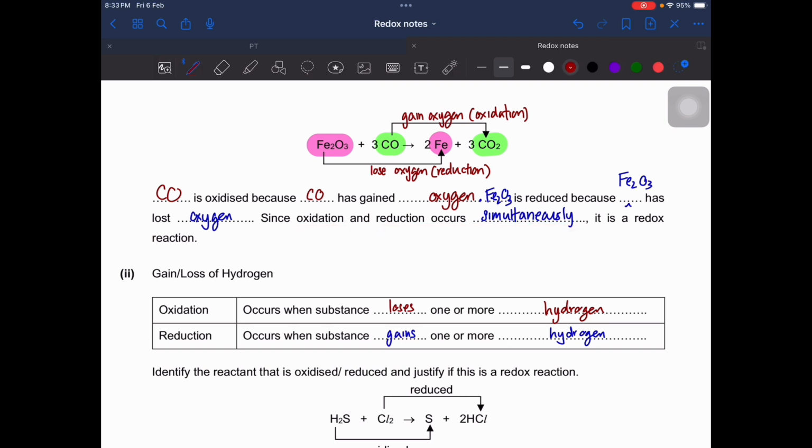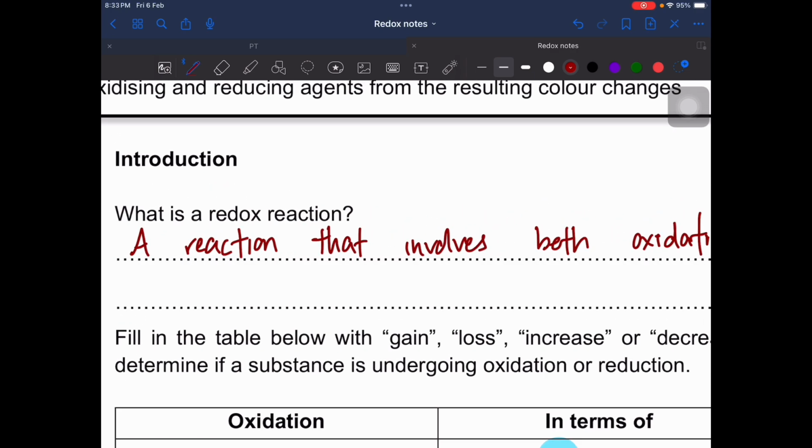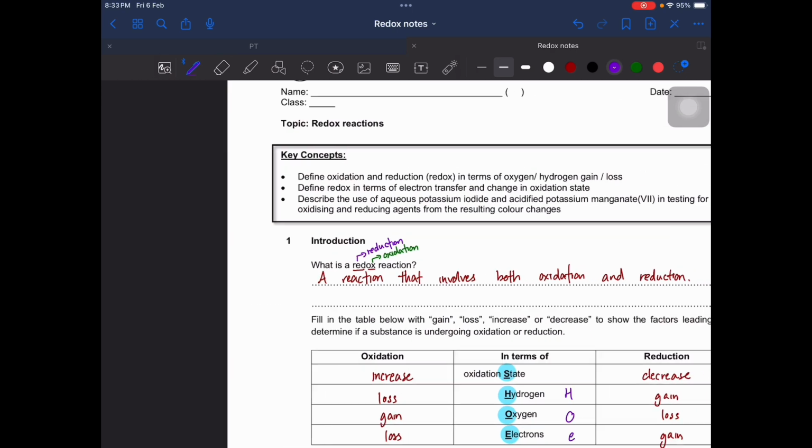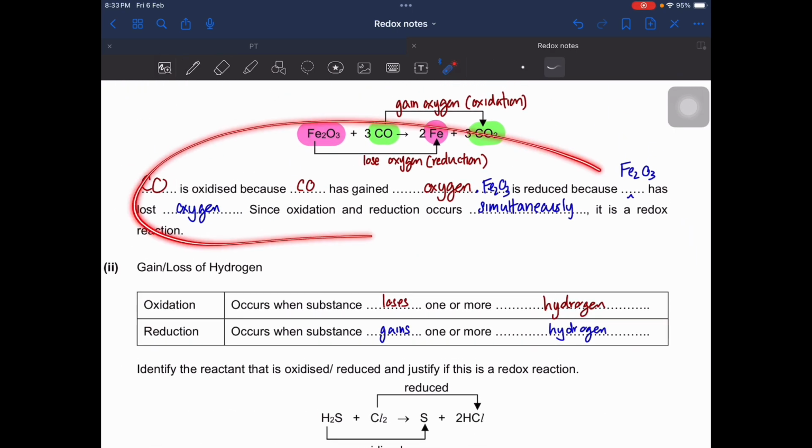So you look at the word redox. Let me just go back to the first page. The word REDOX stands for reduction and oxidation. So when it happens together, this is what we call a redox reaction. Okay, so coming back to this question, that is where we use oxygen to help us check whether something is being oxidized or being reduced.